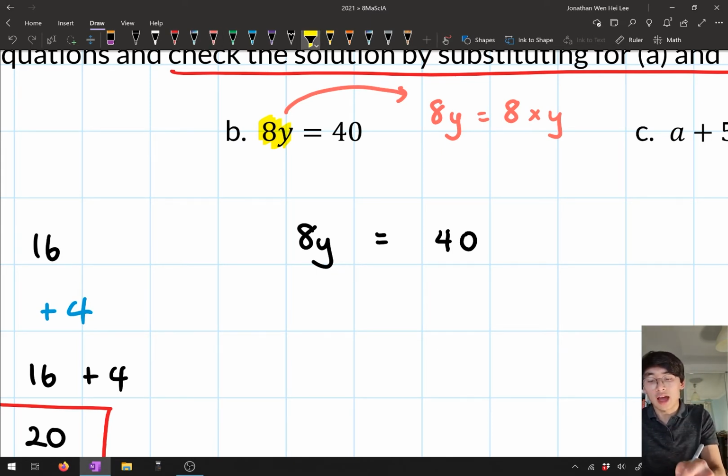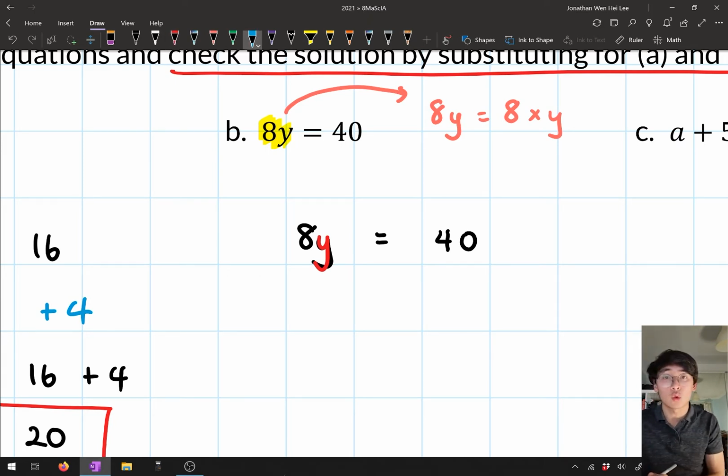We don't want to have that 8 there. We want to get rid of that 8. We just want the letter y to be by itself on the left-hand side. And so what we need to do is get rid of the 8. Well, how do we do that? What's the opposite operation or reverse operation to multiplication? The reverse operation is just division.